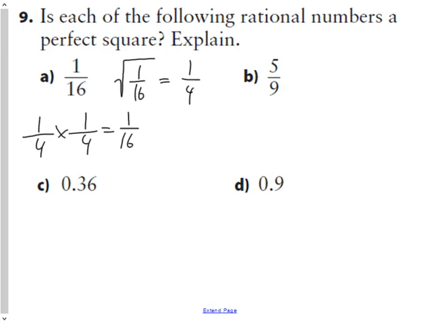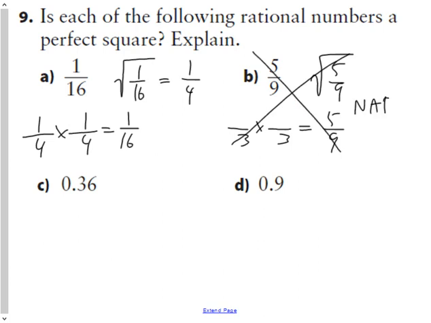Now, the next one is the square root of 5 over 9. Is it a perfect square? What fraction times itself is 5/9? There is no numerator. Some people think it's 2.5 and 2.5. Well, 2.5 times 2.5 is not 5. 2.5 plus 2.5 is 5. The denominator works. 3 times 3 is 9. But since the numerator does not work, this is not a perfect square.